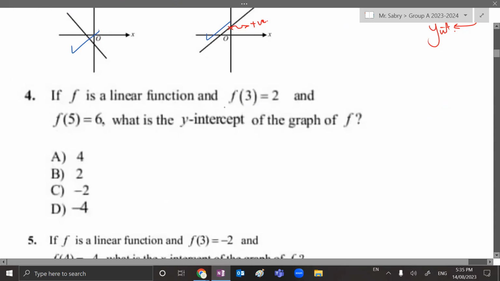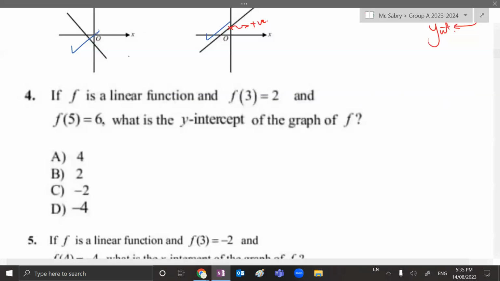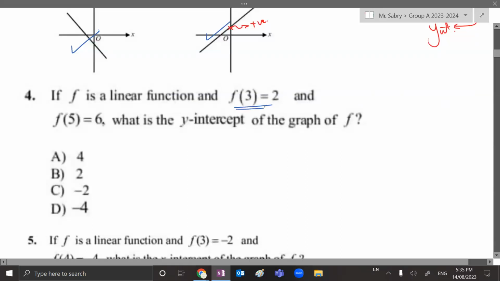If f is a linear function, f of 3 is equal to 2. So we just learned that whenever we see something like this, in terms of linear functions, we think of this as a point x and y, 3 and 2. This is a point, and this is another point, 5 and 6. They're asking what is the y-intercept of the graph. So I need to get the entire equation. I need to get the b.